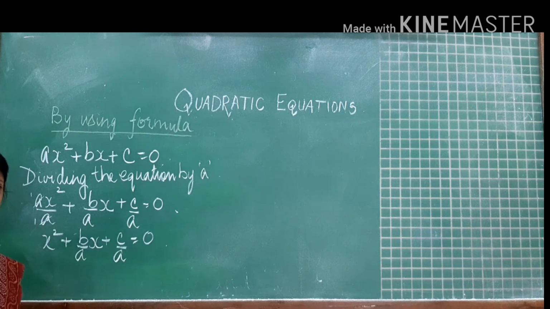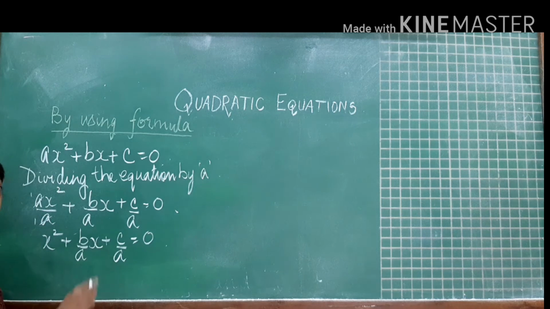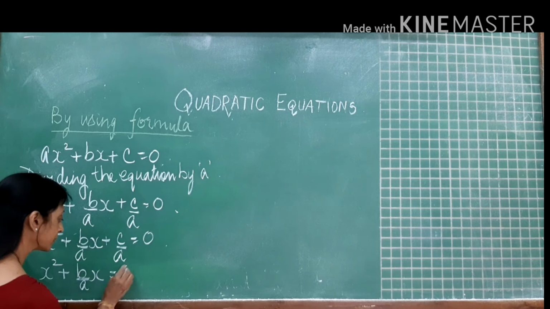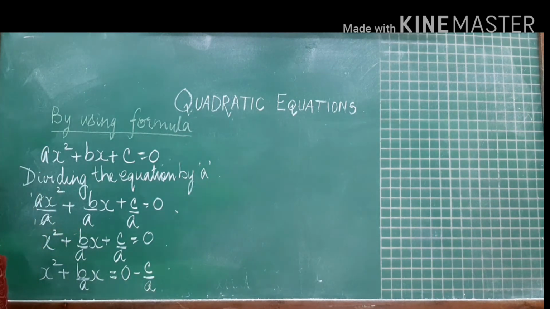Next, what do we do? We transfer the constant term to the right hand side, so that we get the last term, right? So transfer plus c upon a to the other side. So positive becomes negative. So what do we get? x square plus b upon a into x will be equal to 0 minus c upon a. Now children, you know 0 minus c upon a will give you the same number itself along with the sign before it. So on the right hand side you are just left with minus c upon a.